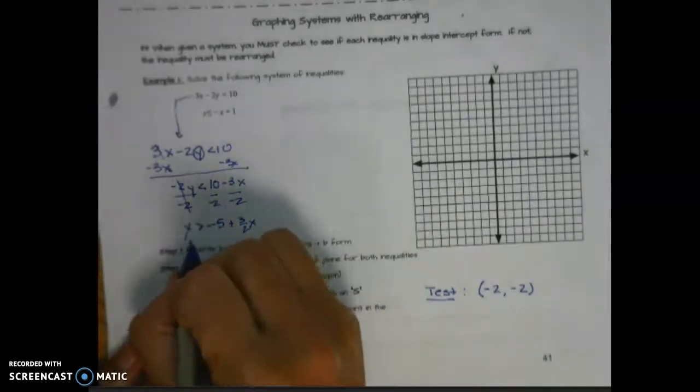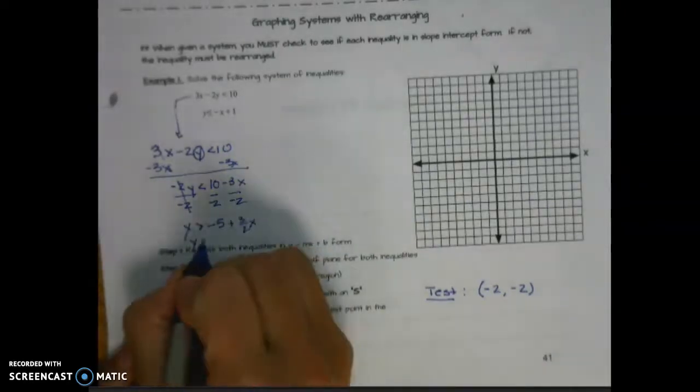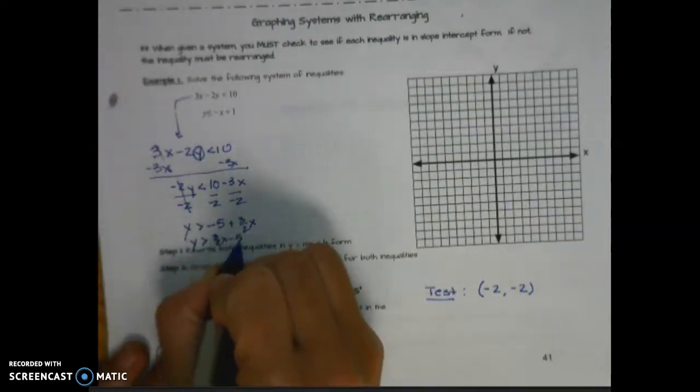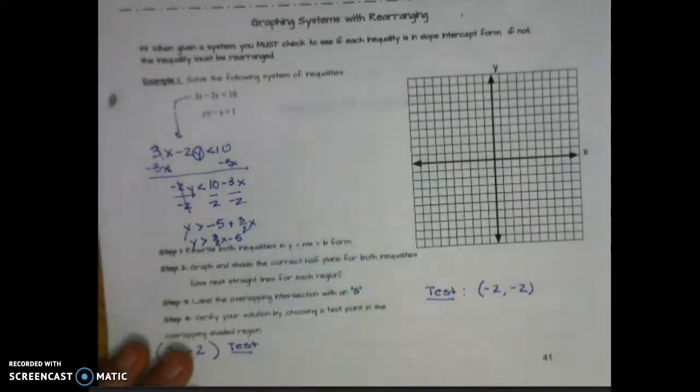If you want to rearrange it to have the slope come first, you would rewrite it as y is greater than 3 over 2x minus 5. But either one of these is fine to put into Desmos or to graph using the slope and the intercept.